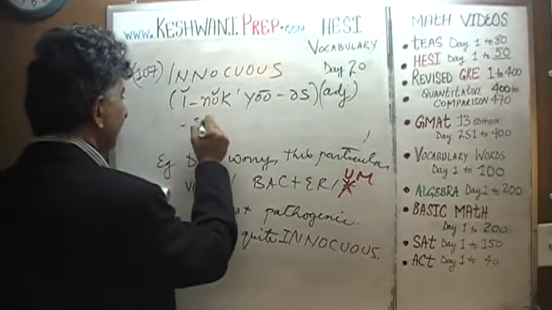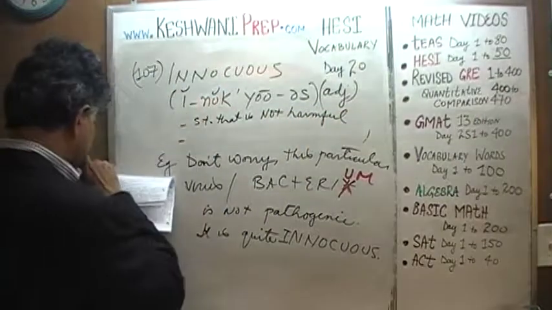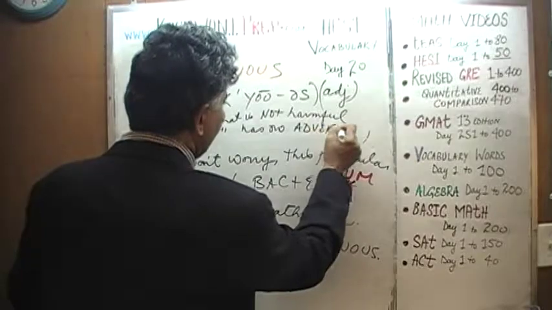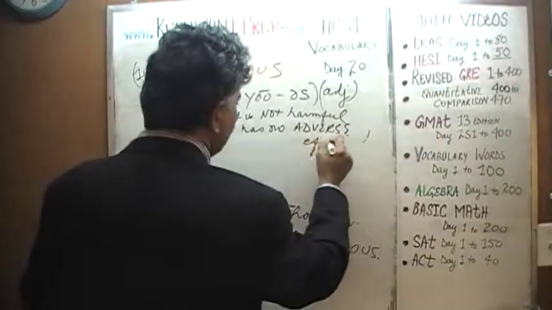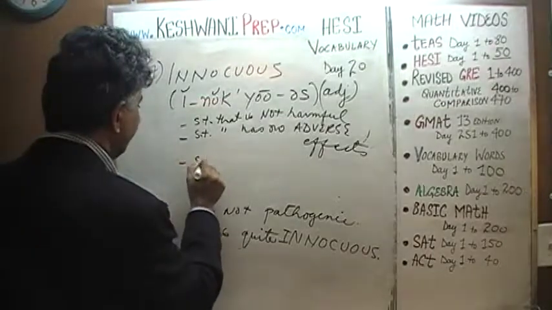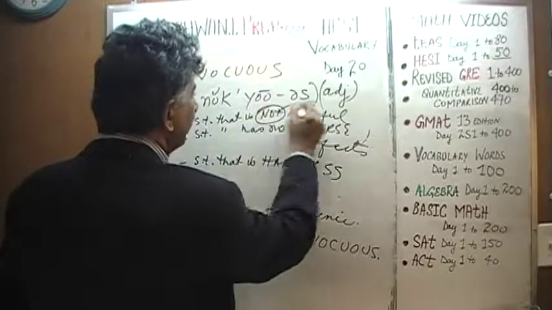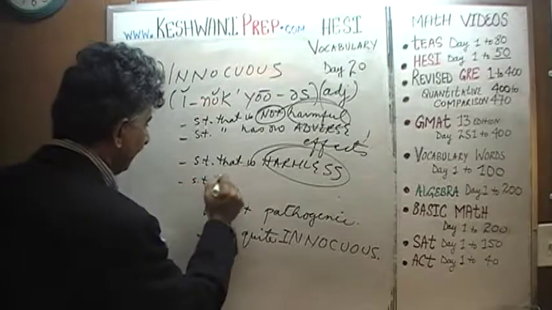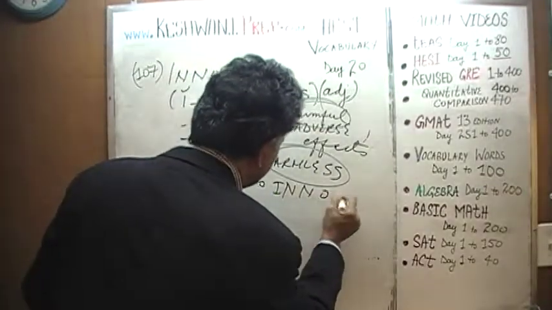Innocuous means something that is not harmful. Something that has no adverse effects. Something that is harmless. It is not harmful. It is harmless. It is innocuous. It is innocent. It can also mean innocent.